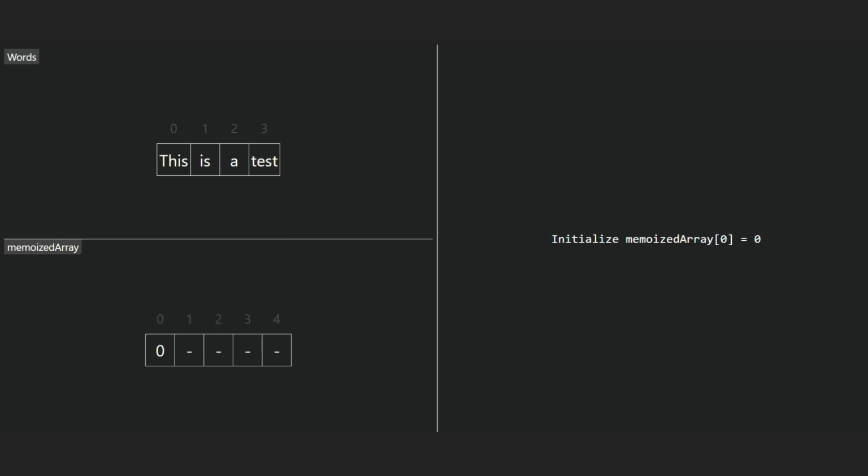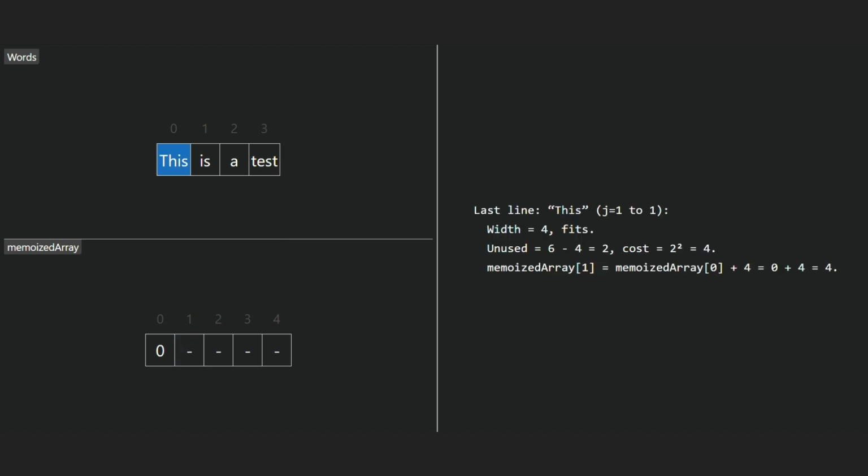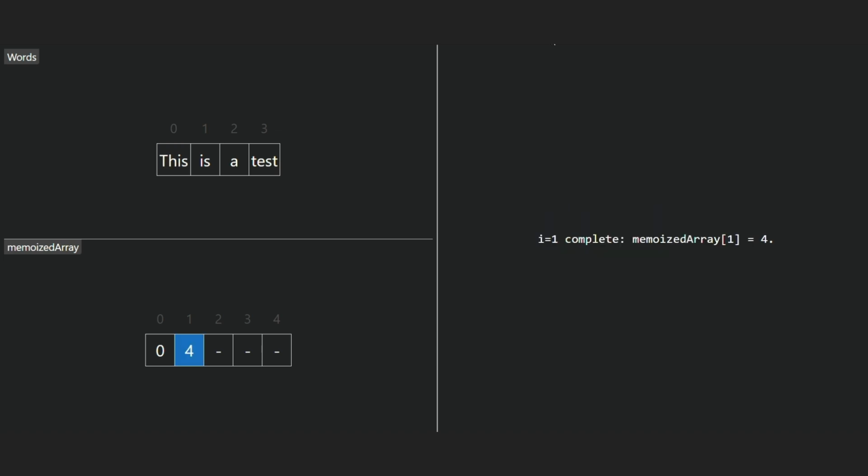When i equals 1, we only have the word "this" with length 4. We place "this" on a single line. That leaves 2 unused spaces, so the cost is 2 squared, which is 4. Adding that to memoized array 0, which is 0, gives memoized array 1 equals 4. Now the array is 0, 4, dash, dash, dash.